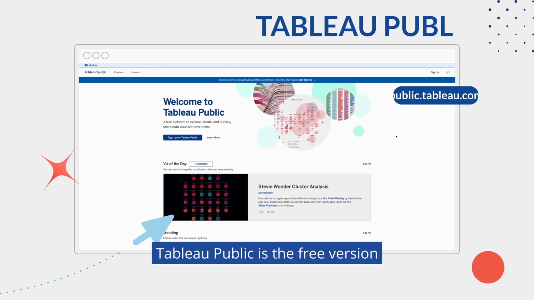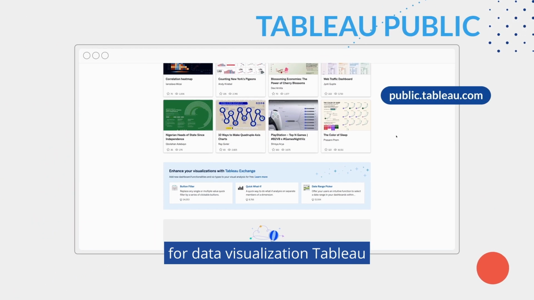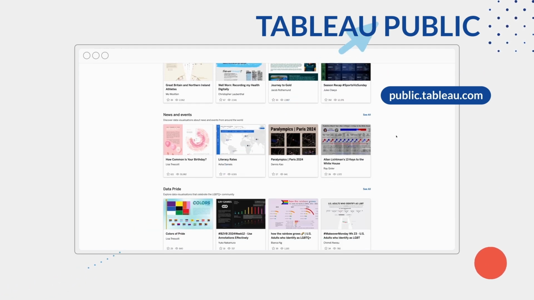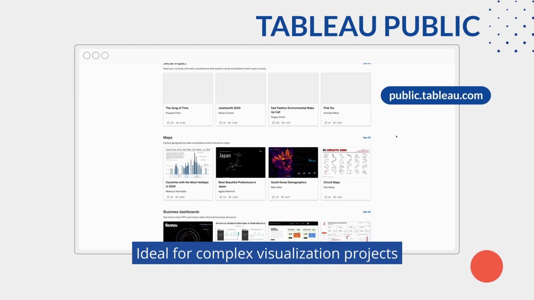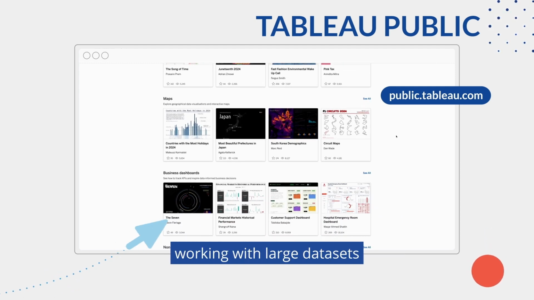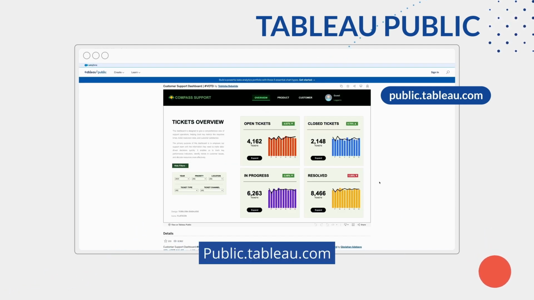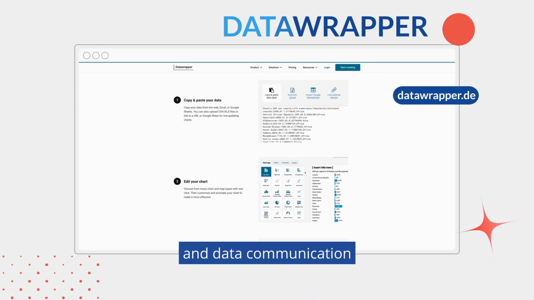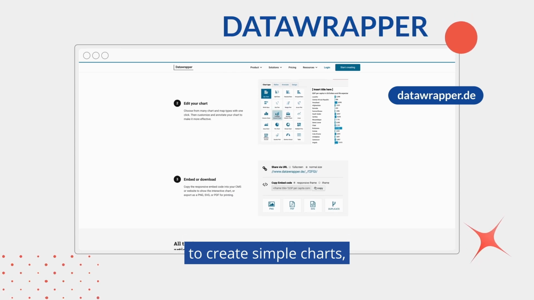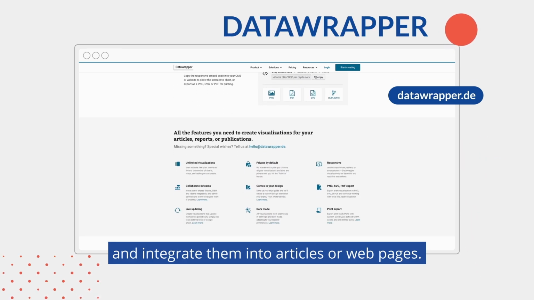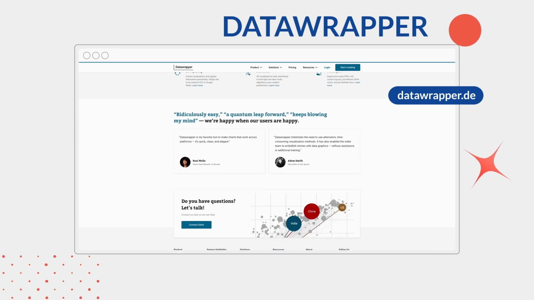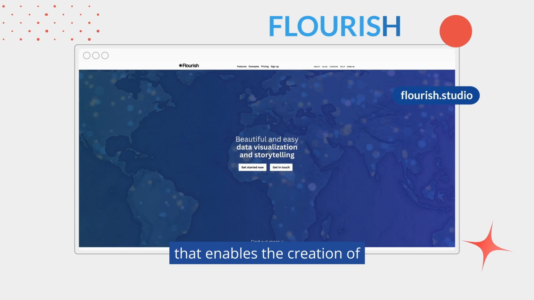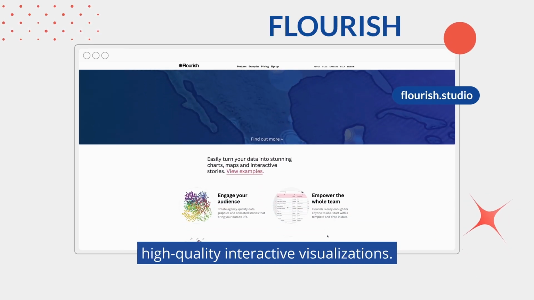Tableau Public is the free version of the popular software for data visualization Tableau and allows you to create interactive visualizations and publish them online. Ideal for complex visualization projects, especially for users working with large datasets. Public.tableau.com. Data Wrapper is widely used in journalism and data communication to create simple charts, maps, and tables and integrate them into articles or web pages. DataWrapper.de.